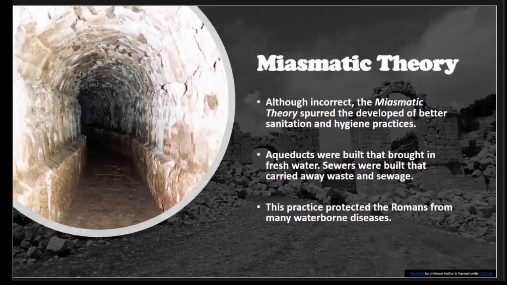Aqueducts were built that brought in fresh water. Sewers were built that carried away waste and sewage. This practice protected the Romans from many waterborne diseases.